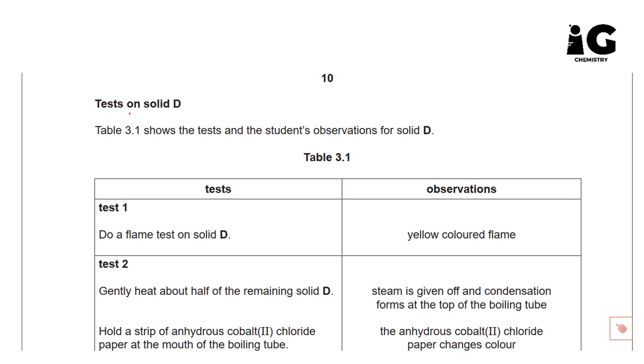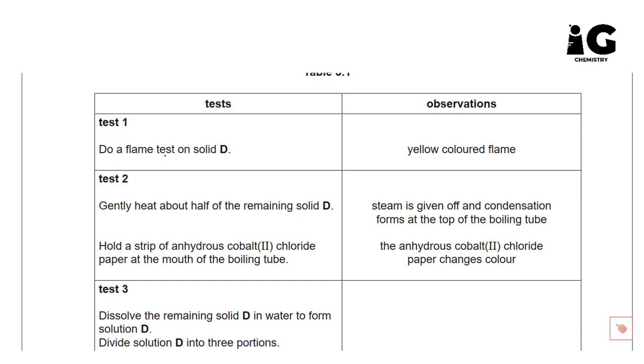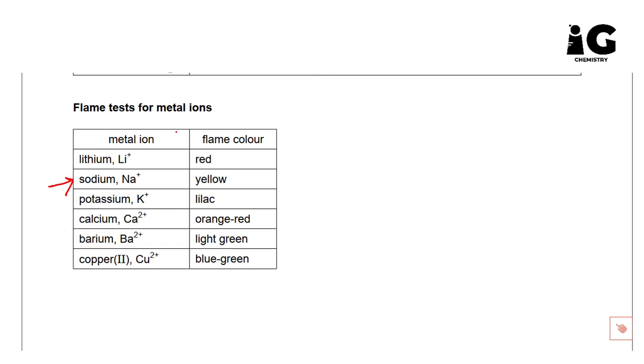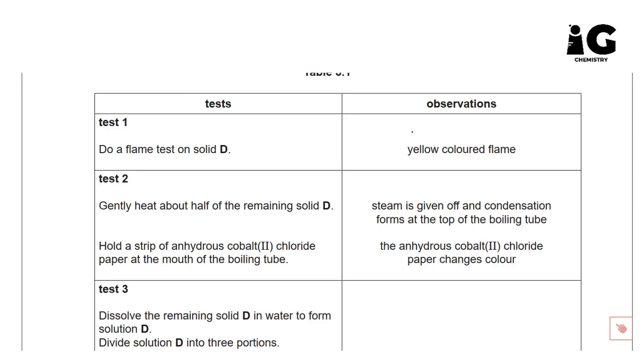So here, tests on solid D. Test 1: do a flame test on solid D. So here you see yellow. I think everyone remembers, or you can also check, yellow for sodium. You can find it down here. Look, guys, this is sodium, the flame test. Also, you have it in your paper, so it's very wonderful. So this is sodium and yellow. It means yellow tells us that we have sodium cation, Na+.